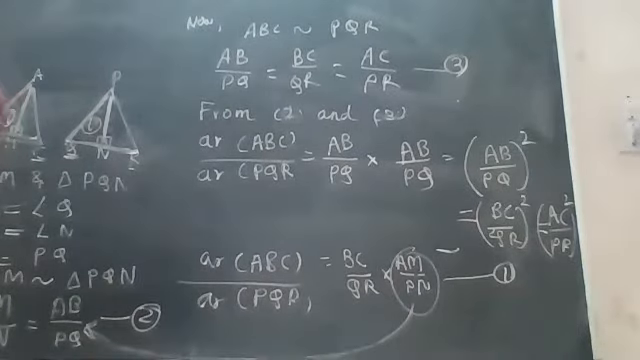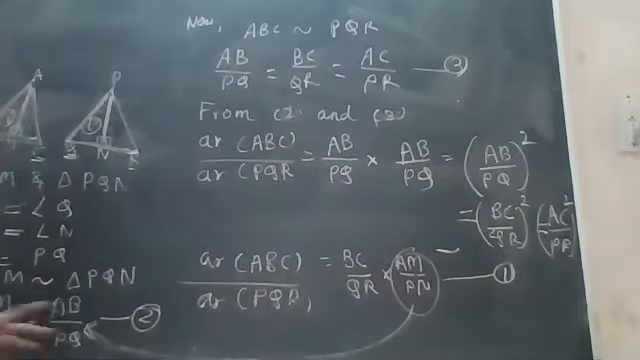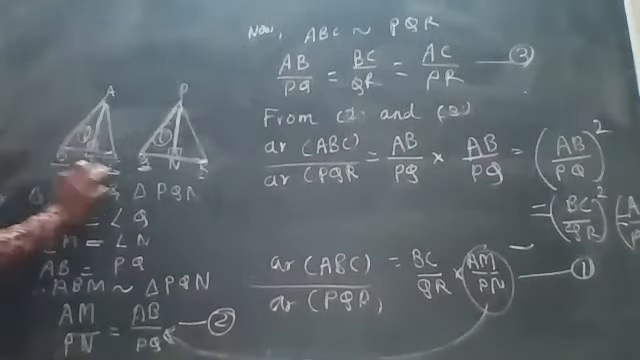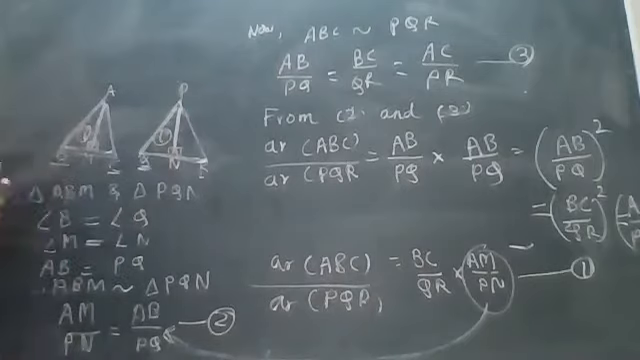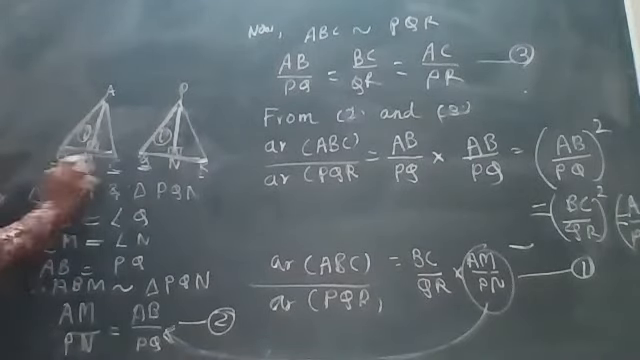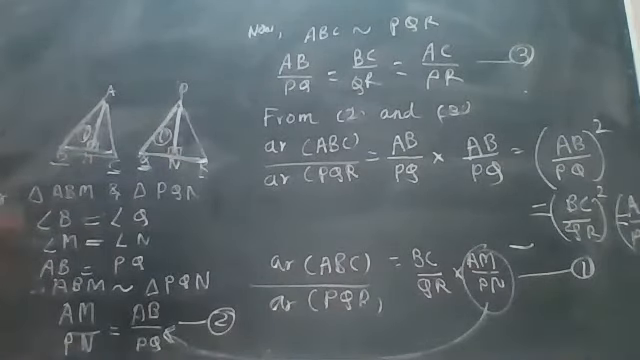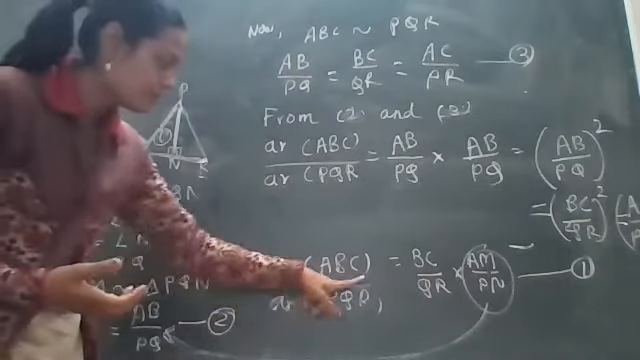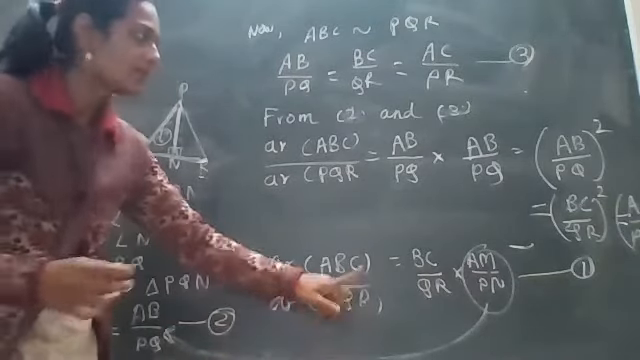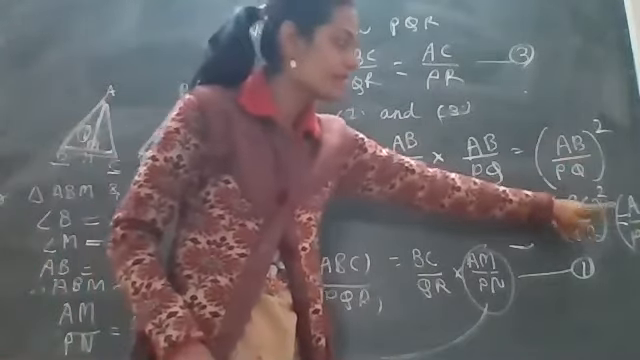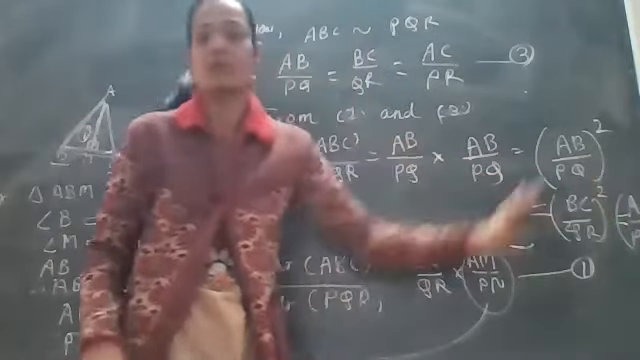Understood everybody or not? Yes, ma'am. I am going to revise the whole theorem again. So what is there in this theorem? In this data we have been given that triangle ABC is similar to triangle PQR. Means we know that AB upon PQ, BC upon QR and AC upon PR is given to us. Secondly, we have to prove that area of ABC divided by area of PQR is equal to AB upon PQ square is equal to BC upon QR square is equal to AC upon PR square. That we have to prove.